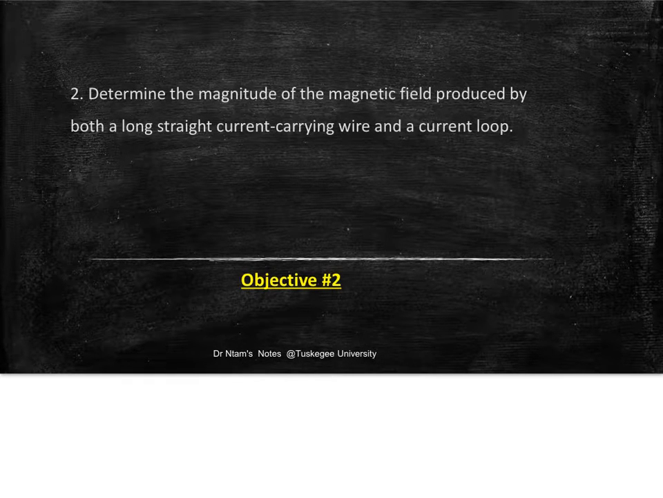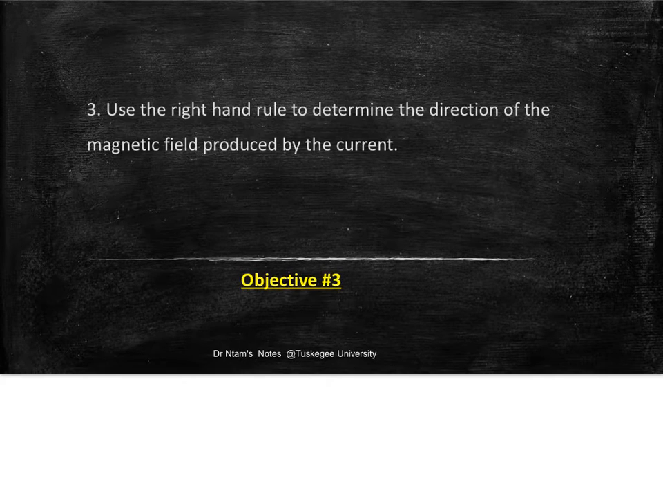Objective number 2. Every student should be able to determine the magnitude of the magnetic field produced by both a long straight current carrying wire and a current loop. Number 3. After completing the material of this chapter, students will be able to use the right-hand rule to determine the direction of the magnetic field produced by the current.